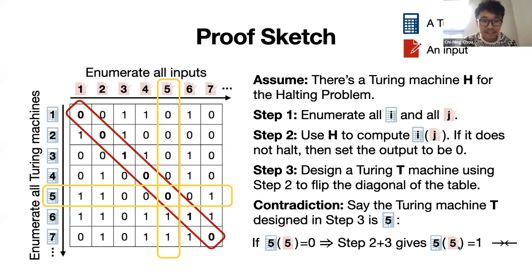So what does this really say? It says that if you assume H, you can construct a Turing machine T such that on some part of the inputs, something is undefined. It cannot be 0 or 1. And this is absurd. This is by definition incorrect. So we reach a contradiction, which implies that the assumption is wrong. Namely, there shouldn't be a Turing machine that solves the halting problem.